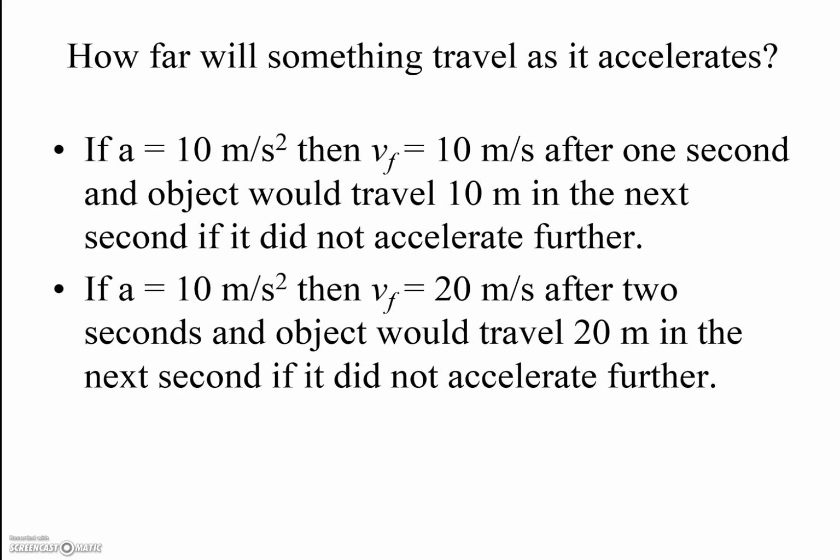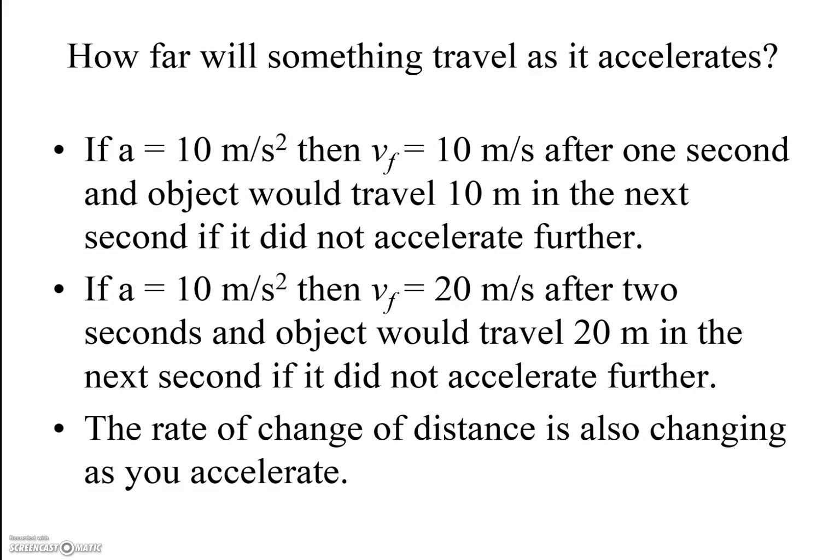Well, let's say that it continues to accelerate at 10 meters per second squared. That means that after the second, its final velocity will be 20 meters per second, which means that it will travel 20 meters for every second after that. So if an object is accelerating, its distance is going to be increasing by the square of its seconds. The rate of change of distance is also changing as you accelerate.